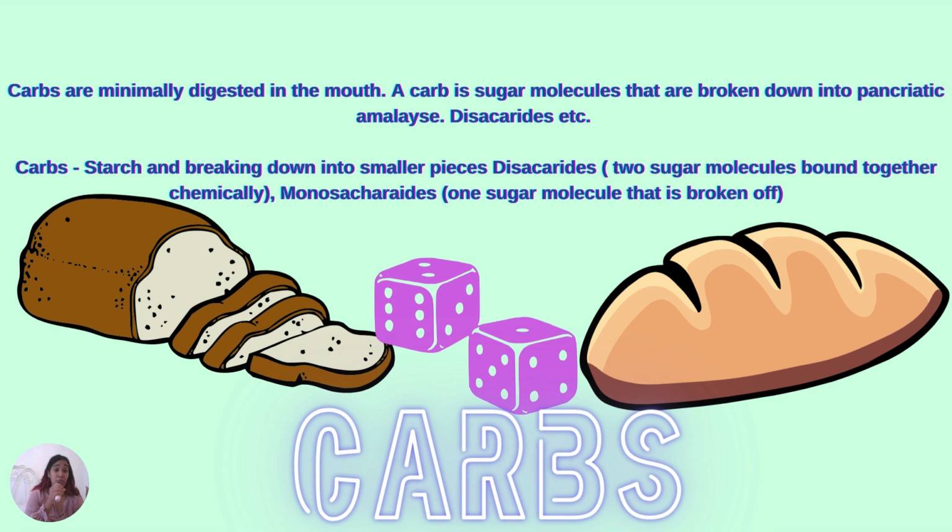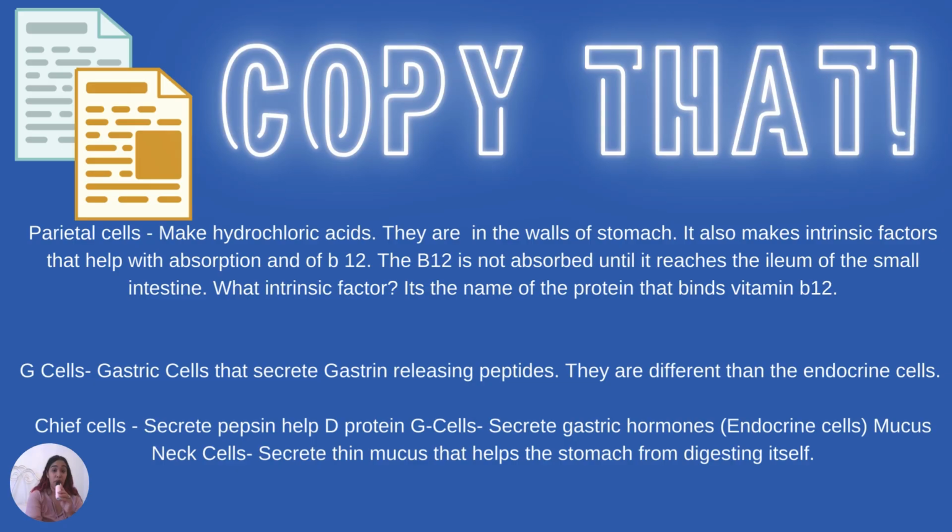So the starch is broken down into smaller pieces, the disaccharides. Think of dice, two dice, right? Di, dice, that's two sugar molecules bound together chemically. Monosaccharides, mono means one, so that's one sugar molecule that is broken off. So mono one, disaccharides two. So that's what's going on with the carbs. Copy that. So take a pause here, copy these down, understand the difference of the cells.